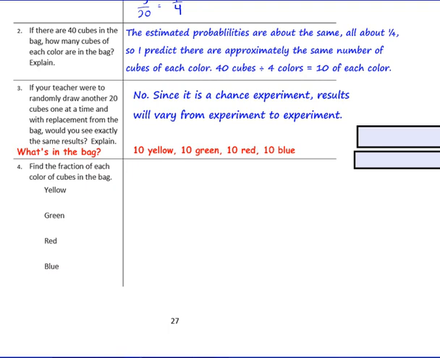Number 4. Find the fraction of each color of cubes in the bag. Well, there were 40 cubes in the bag, and 10 of them were yellow. There were 40 cubes in the bag, and 10 of them were green. 40 cubes in the bag, 10 were red, and 40 in the bag, and 10 of them were blue. All of these simplify to 1/4.